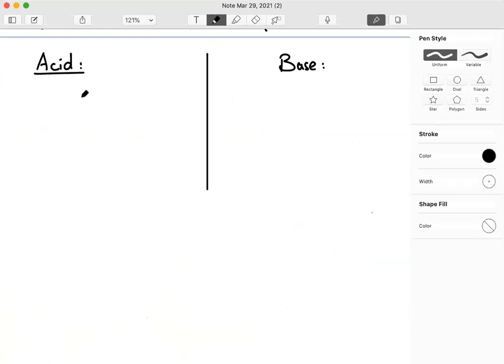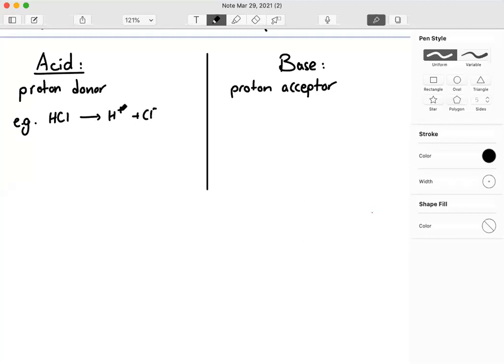يبقى الاسيد بروتون دونر والبيز بروتون اكسبتور. تمام. طيب الكربوكسيليك اسيدز كنا بنقول عليهم اسيد ايه؟ example أي حاجة HCl مثلا، هو بيتفك يعمل H plus و Cl minus. بيطلع ال H plus بتاعته للميه فيعمل H3O plus و Cl minus.